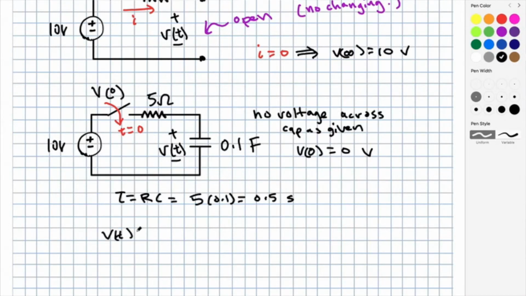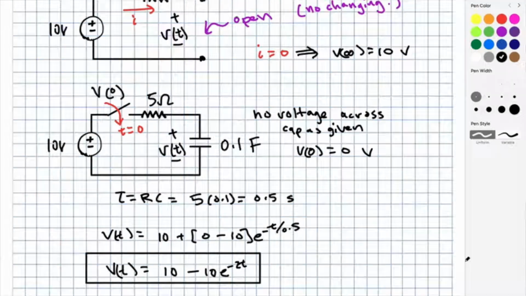Substituting these values into the equation, we get V(t) is equal to 10 plus [0 minus 10] times e to the negative t over 0.5, or simply 10 minus 10 e to the negative 2t volts. So, there really is a straightforward way to describe first-order circuits, and it turns out that first-order systems show up and are very present in our lives.